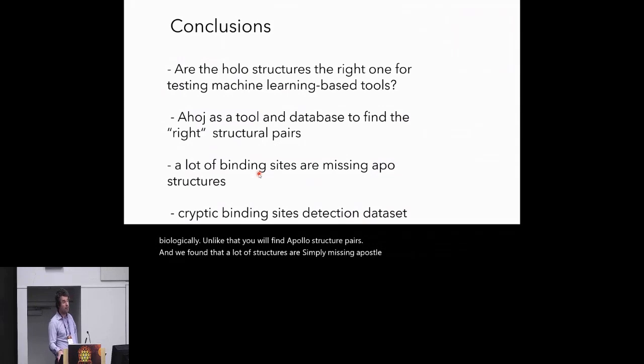A lot of proteins are missing apo structures. And it could be because of the disorder connected with the lack of the ligand in the binding site. And we have managed to expand the cryptic binding data set by an order of magnitude by using this tool.